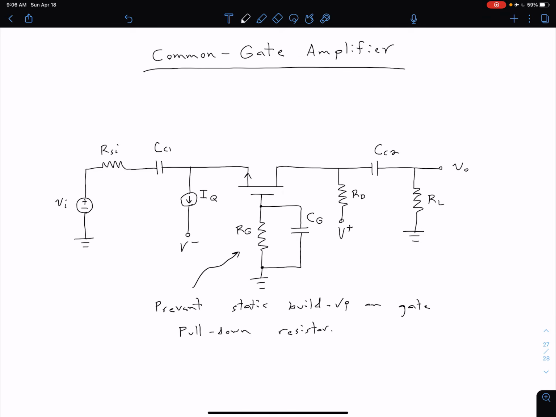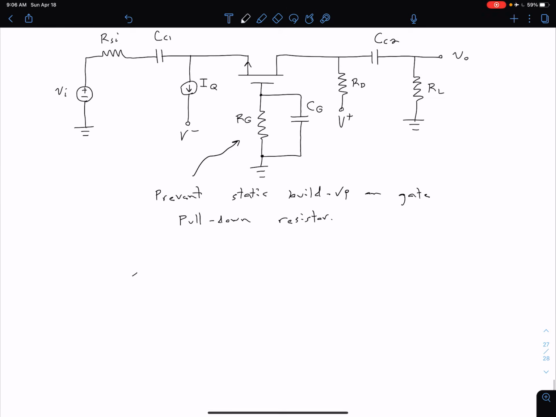But we do want to analyze a couple of our common parameters related to this common gate circuit. So we'll look at our input resistance, our output resistance, and our voltage gain. And so in order to do any of that, we need to look at our small signal equivalent circuit.